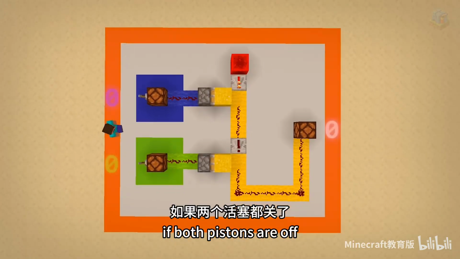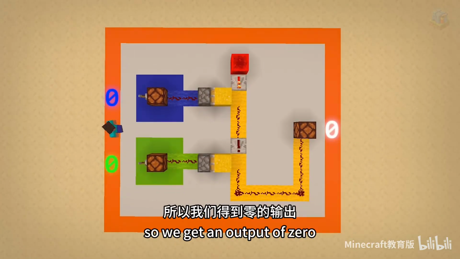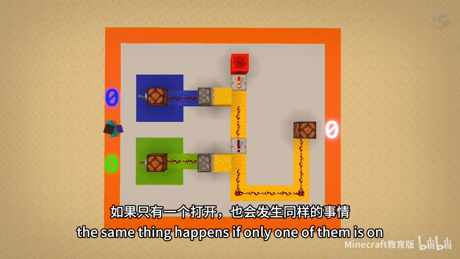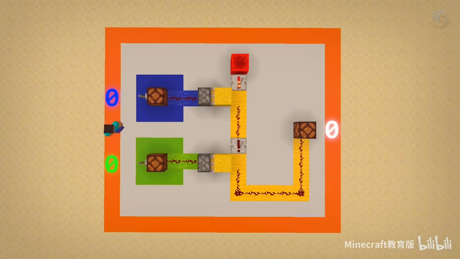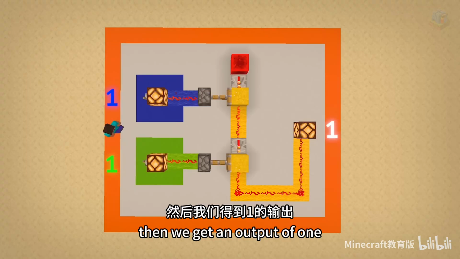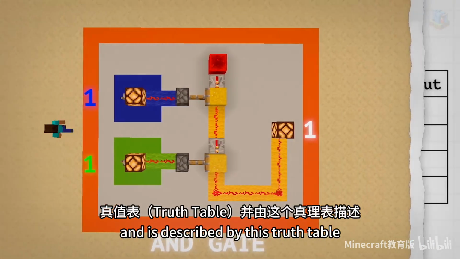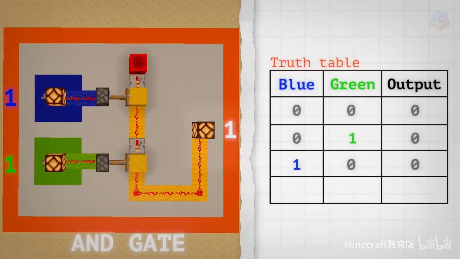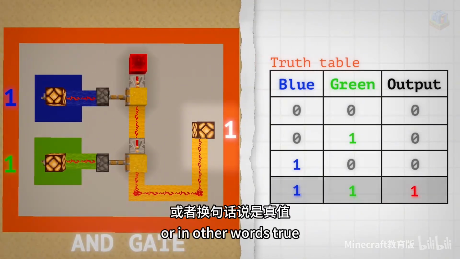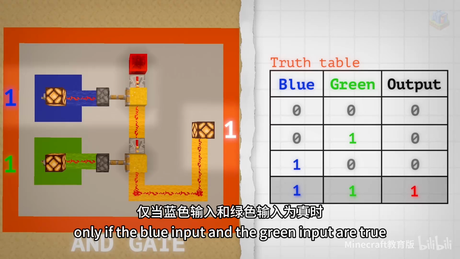If both pistons are off, the lamp is off, so we get an output of 0. The same thing happens if only one of them is on. But if both are on, then we get an output of 1. This circuit is called an AND gate and is described by this truth table. The output is 1, or in other words, true, only if the blue input and the green input are true.